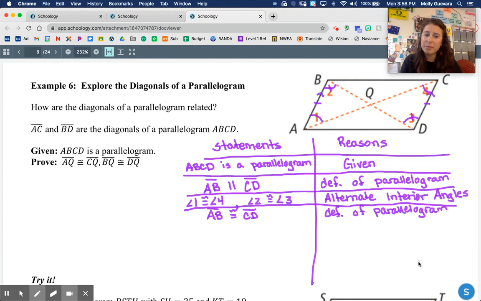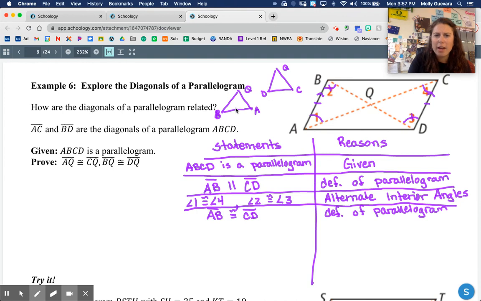Those opposite sides are the same. So if those opposite sides are the same, I'm going to draw these two triangles separately here. This is B, A, and Q. So there's one of those triangles. And then here's the other one, where this is D, C, and Q.